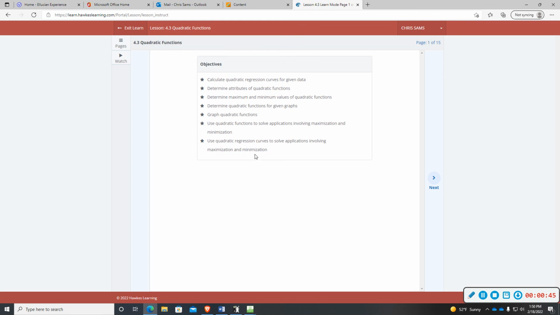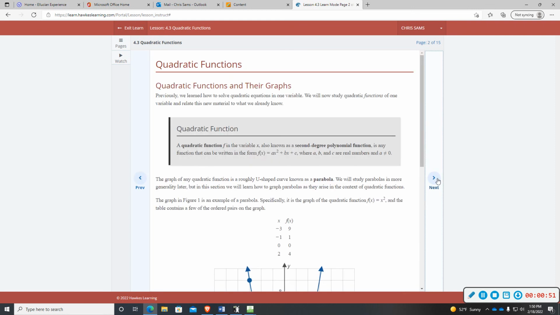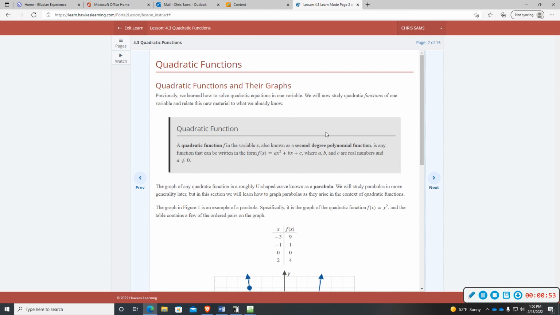So I will be doing most of this in the calculator. I believe they're going to show you some tools to do it by hand, but I will be using technology.